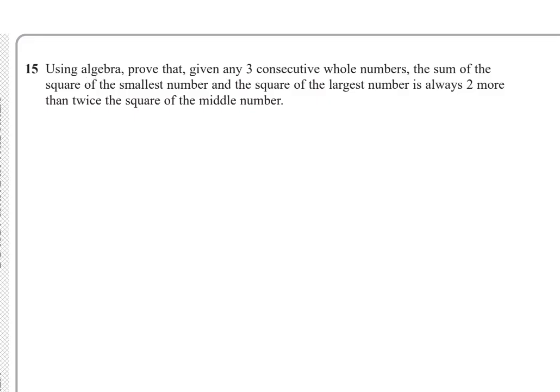Number 15. Using algebra, prove that given any three consecutive whole numbers, the sum of the square of the smallest number and the square of the largest number is always 2 more than twice the square of the middle number. First, if we have three consecutive whole numbers, we can consider them n, n plus 1 and n plus 2. Now we need to prove that the sum of the square of the smallest number and the square of the largest number is always 2 more than twice the square of the middle number.